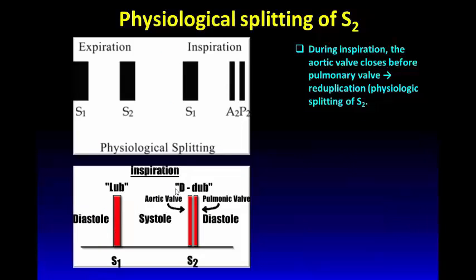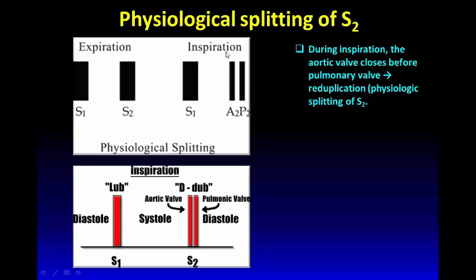During inspiration, the aortic valve closes before the pulmonary valve. This reduplicates the second heart sound, resulting in physiological splitting of the second heart sound. So here we have the aortic component of the second heart sound, and this is the pulmonary component of the second heart sound during inspiration.